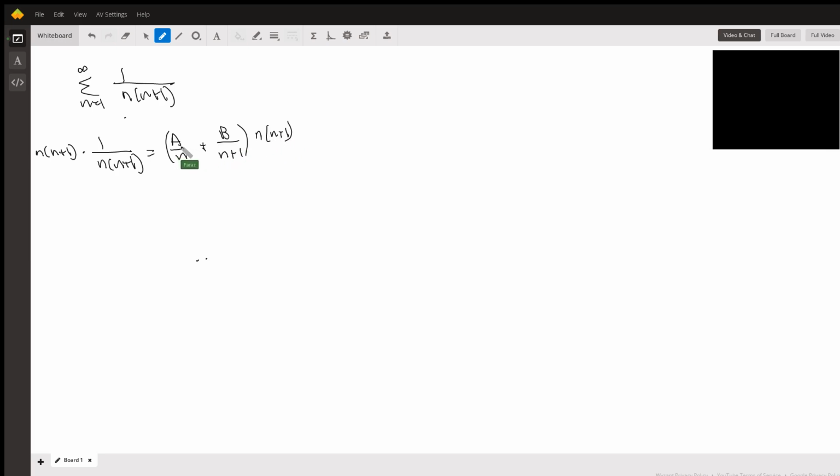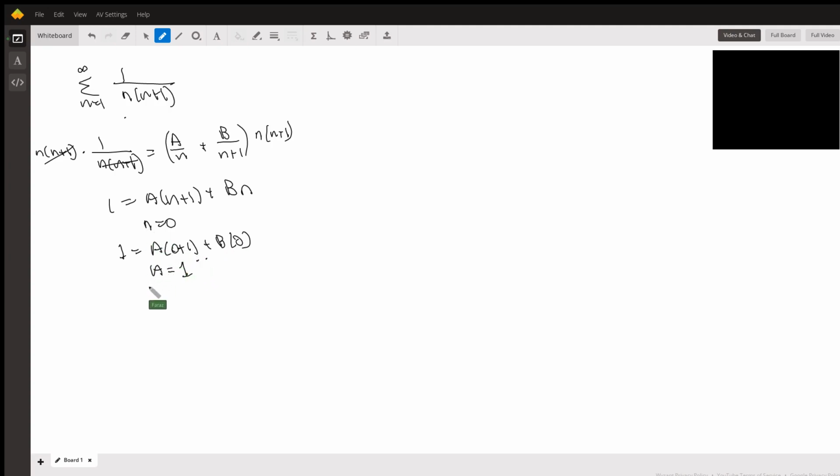When I cross multiply it with the a, this and this are going to cancel out on this side. I'm going to get 1 equals a times n plus 1 plus b times n. To solve this partial fraction, the first thing I'm going to do is try to cancel out this b, and I'm going to say n is equal to 0. When I do n is equal to 0, I plug in 0 for wherever there's an n. So I get 1 is equal to a times 0 plus 1 plus b times 0. So that gives me a is equal to 1, because you get 1a is equal to 1.